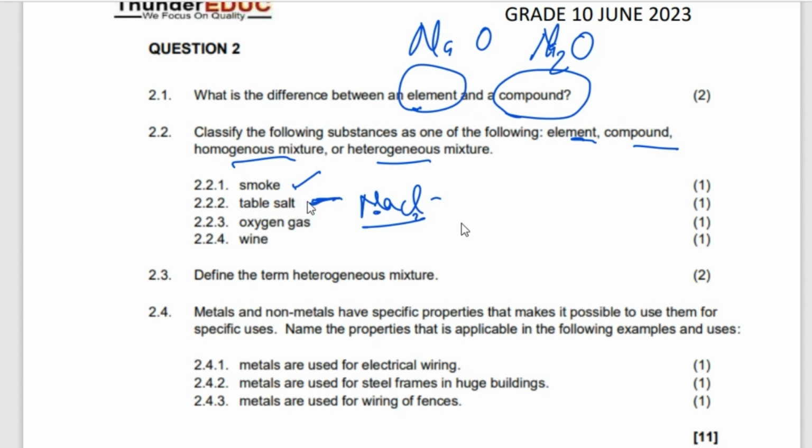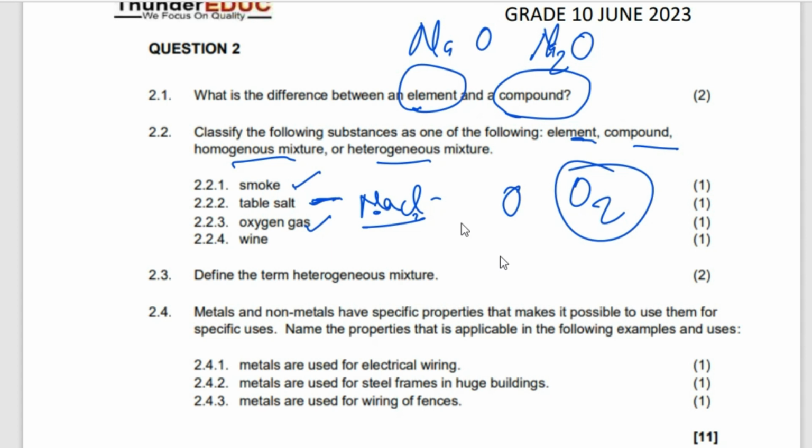Smoke is a mixture. But is smoke the same color? No. It has different particles, meaning that it is a heterogeneous mixture. What about oxygen? Oxygen gas. They are not saying oxygen atom, oxygen gas.